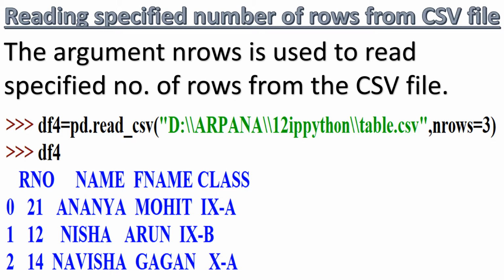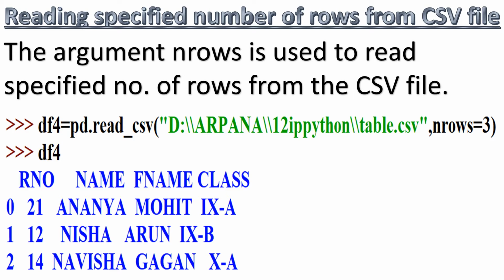Next is for reading specified number of rows from the CSV file. Suppose you want to read the given number of rows, say 3 rows or 4 rows from the CSV file. For that, nrows attribute is used. So rest of the syntax is same, pd.read_csv function, and the whole path where your CSV file is stored. Name of the CSV file is table.csv. It can be any name, whatever name you have used to store the file. nrows is equal to 3.